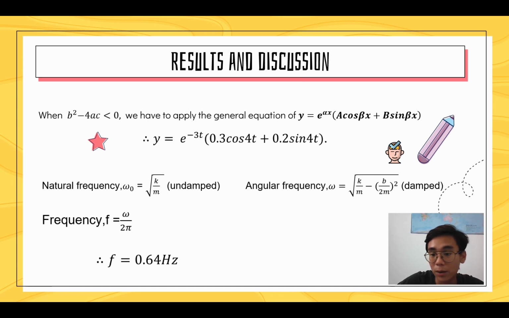Just plug in all the known values. The k, m, and b are all given in our equation. Plug them all in to find omega, and then find the frequency. Frequency equals omega over 2 pi, and this is the formula that we learned during our high school days. Recalling this knowledge, plug in the values of omega and 2 pi, and finally you get the answer of 0.64 Hertz. This is the frequency of our damped spring system.